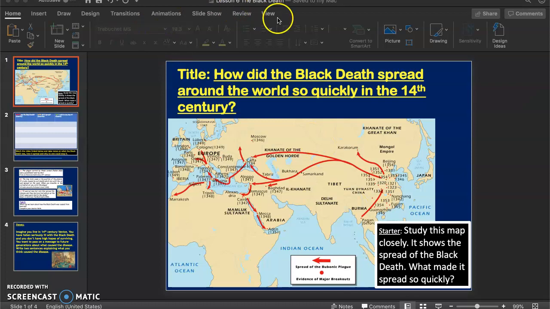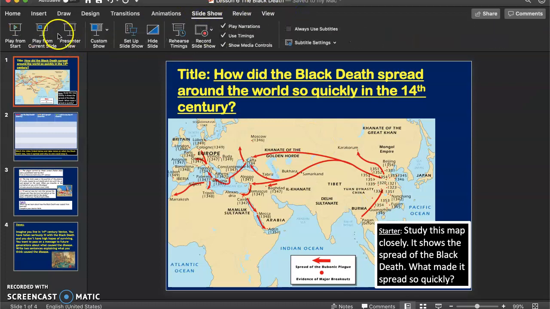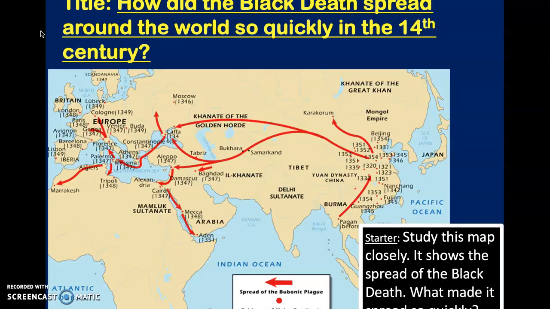What I want you to do as the starter activity is to look at this map and think about our topic for today, which is the spread of the Black Death. Now, you guys are fairly familiar with the Black Death. It's quite topical at the moment. It's come up quite a bit in the news in comparison to the things that we're undergoing.